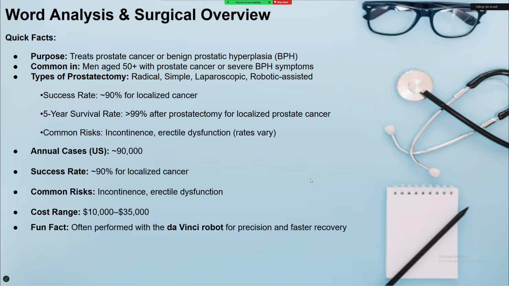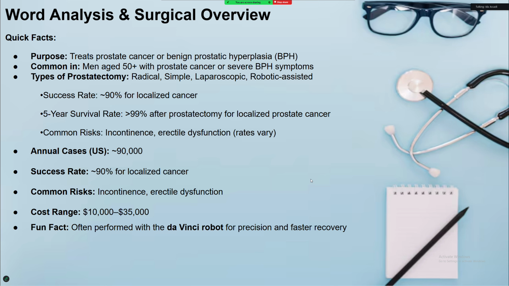Prostatectomy is one of the most common surgical treatments for prostate cancer and benign prostatic hyperplasia, also called BPH. It's especially common in men over the age of 50. Depending on the situation, the procedure may involve removing the entire prostate, which is called a radical prostatectomy, or just part of it, in what's known as a simple prostatectomy. The procedure can be performed with traditional open surgery, laparoscopic tools, or robotic assistance.